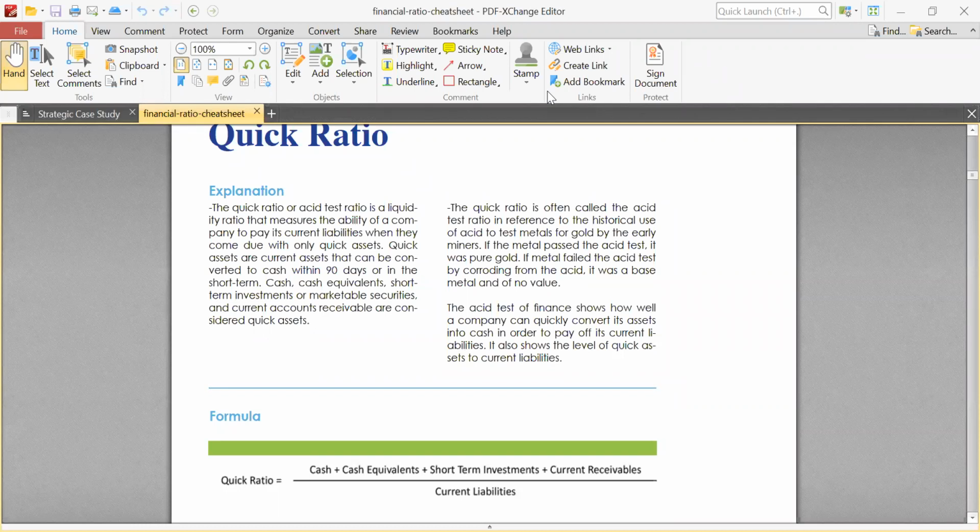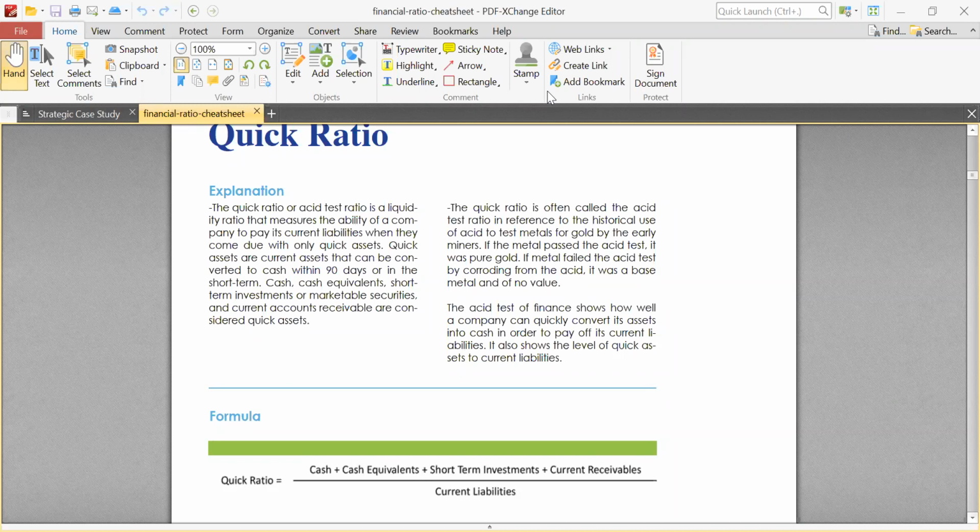So, this is the formula. In the formula, you would realize that quick ratio is equal to cash plus cash equivalents plus short-term investments plus current receivables, all over current liabilities.